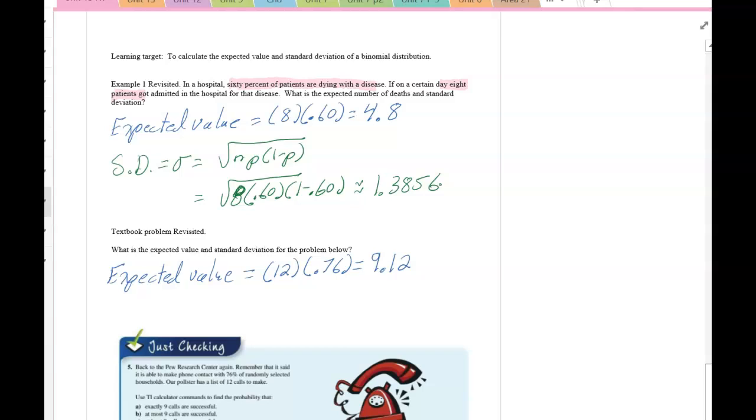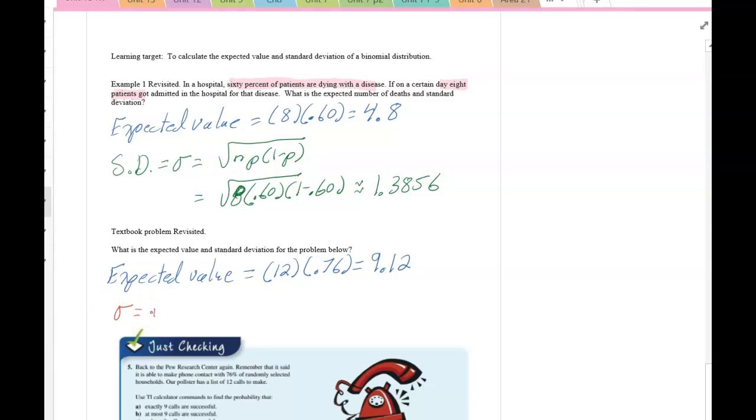So for the hospital problem, we would expect around 4.8 deaths out of 8 patients. And the typical deviation from the mean is around 1.3. That would mean, realistically, I would expect around 5 people to die from this disease, unfortunately. And then, since the standard deviation is 1.3, plus or minus 1 person in a way. So most days, if you admit 8 people with this disease, you would expect to have probably 4 to 6 people die.